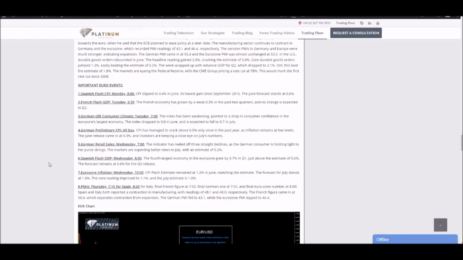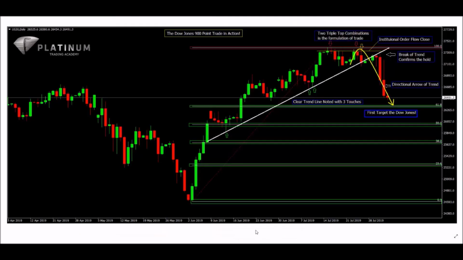Now let me take you to the Dow Jones chart and trade that was provided. So I'm going to bring up the chart just here. This is the chart that was provided to clients. You can see what we were looking at in terms of a trend reversal, break of the trend. So we're looking at the fact that Dow Jones was topping out around the 27.4 level, and from a technical point of view we were looking at shorting from there.